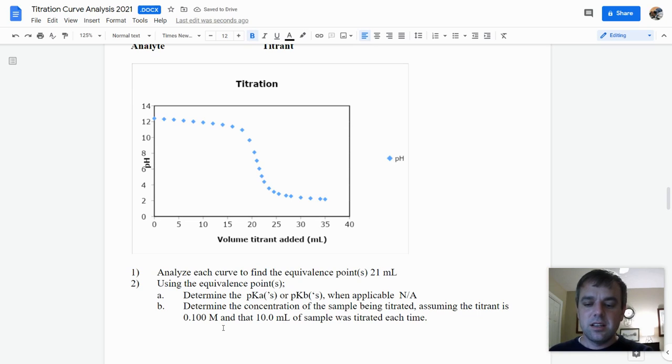And then if we use MAVA equals MBVB, then the molarity of the base equals the molarity of the acid, which in this case says the titrant is 0.1 molar. We used 21 milliliters. We divide it by 10, and we're going to come up with 0.21 molar for our base.